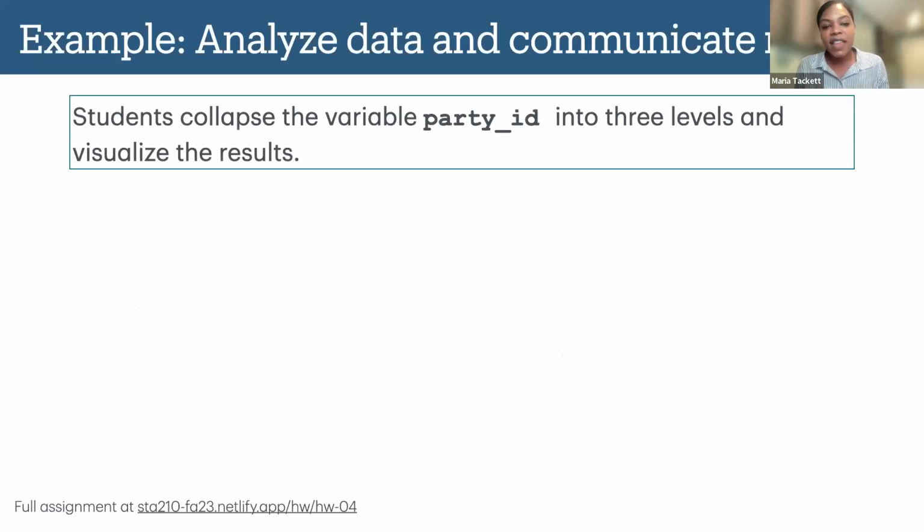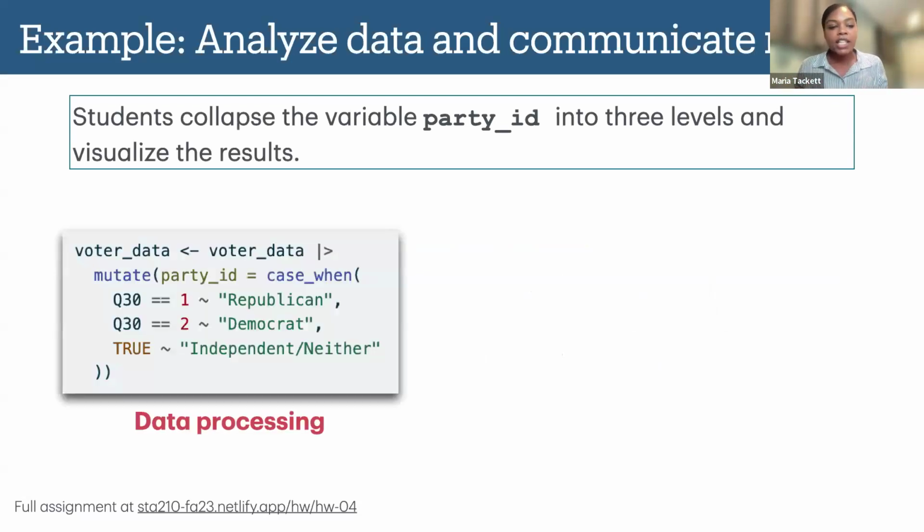And so the first thing they had to do was take a variable, party ID, which was the person's party identification, and collapse it down into 3 levels and visualize the results. So here what they're doing is some data processing. This is going back to that idea of what do we gain from using the computing tools.